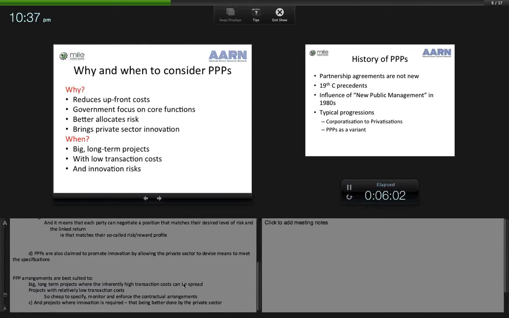As we said last time, PPP arrangements are best suited to big long-term projects, where the inherently high transaction costs involved in creating these agreements and enforcing them can be spread across a big long-term project. PPPs are also best used in projects with relatively low transaction costs. In other words, we want projects where it is cheap to specify, to monitor, and to enforce the contractual arrangements. And in addition, PPPs are best suited to projects where innovation is required, that being better done by the private sector.